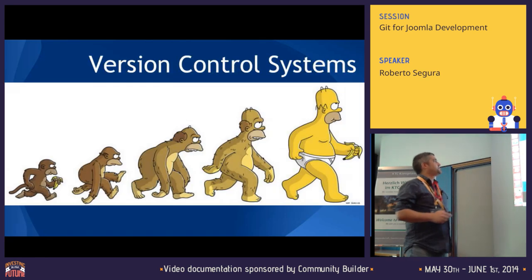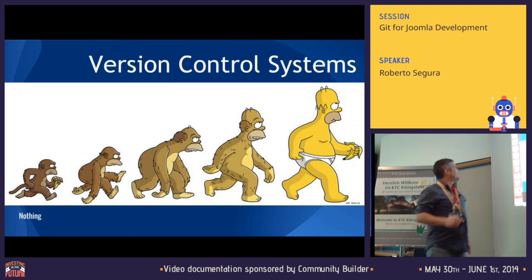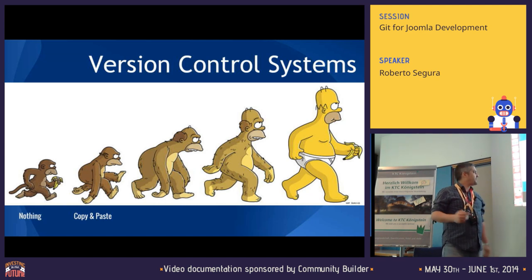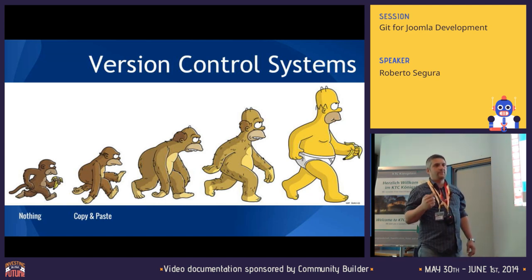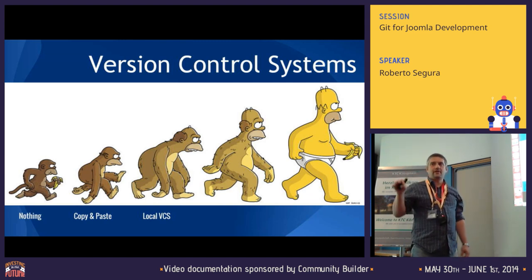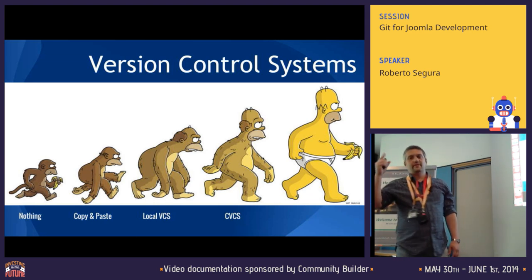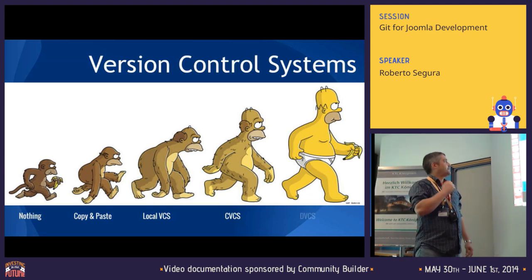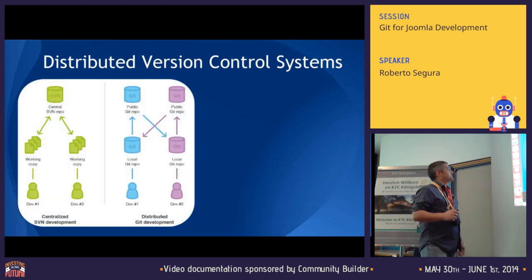This is the history of version control systems. Initially, there was nothing. Later, people were copy-pasting. There are a lot of people still doing it now. Then there was a thing called local VCS, a program that stored all the changes locally. Then centralized version control systems, with one server and clients that connected to it. And finally, Git, a distributed version control system. There are more distributed version control systems like Mercurial or Bazaar, but this is the most used, mainly for web development. So, distributed control systems, this is the difference.